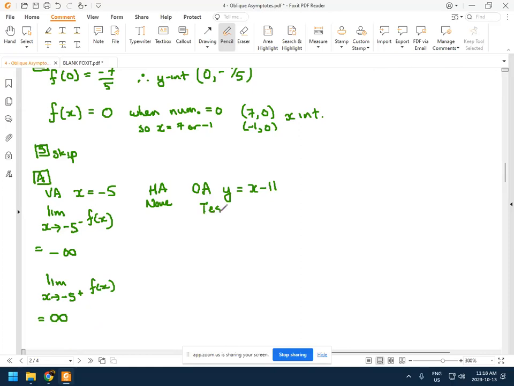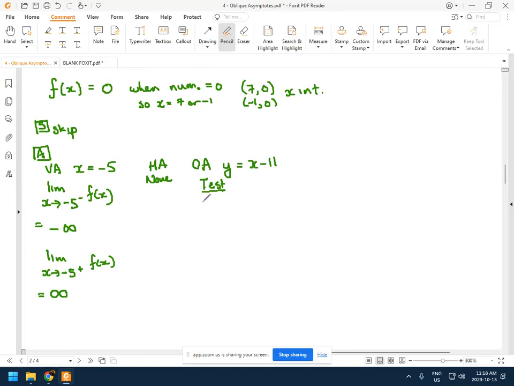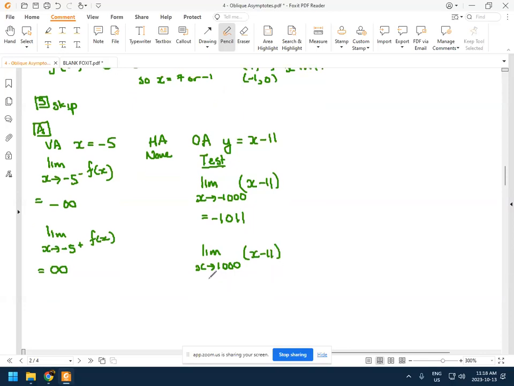Take a look at how I test it. If I were to test not the function, and I were to do x minus 11 on its own, what's my answer? Limit to the left: -1000 minus 11, I have that. If I were to test way to the right, and I have x minus 11, what will my answer be? Well, 1000 minus 11, it'll be 989.